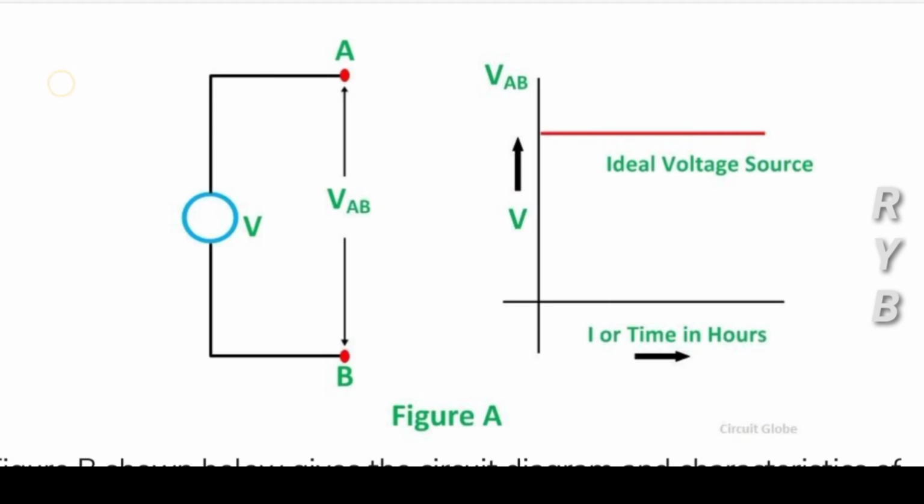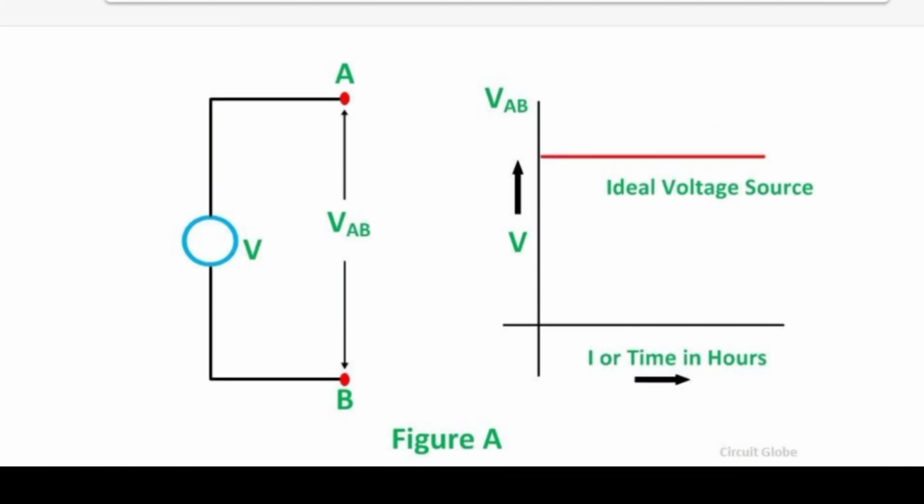This is the graphical representation of an ideal voltage source. The voltage remains constant whatever be the current drawn by the equipment or load. Even if the current changes over time, the voltage remains constant. That is the ideal voltage source.